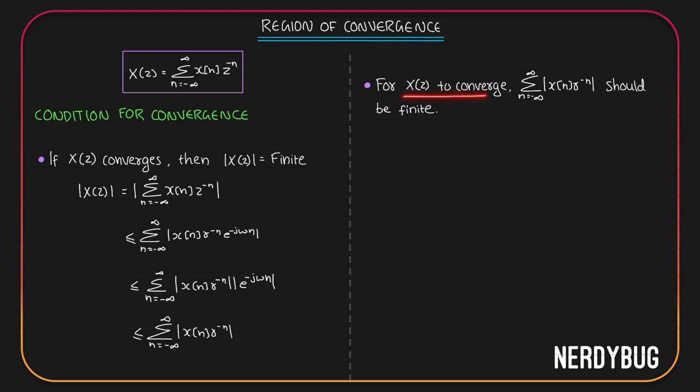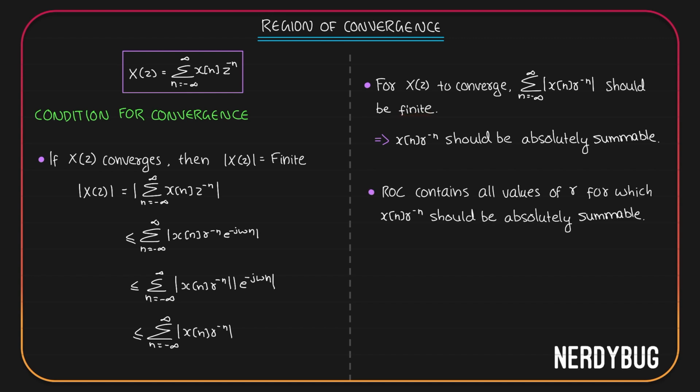For X(z) to converge, summation from n equals minus infinity to infinity magnitude of x of n r raised to minus n should be a finite value. In other words, we can say x of n r raised to minus n, that is what we have over here, should be absolutely summable. When we say absolutely summable, it means the summation should have a finite value. Which means ROC will contain all the values of r for which x of n r raised to minus n will be absolutely summable. So what does that mean?